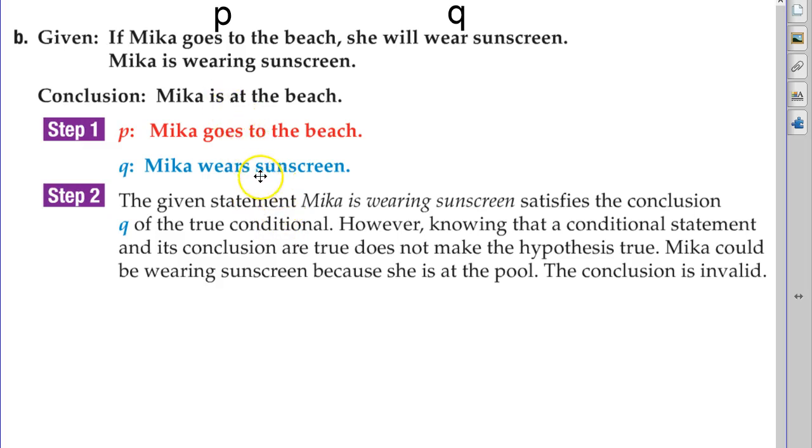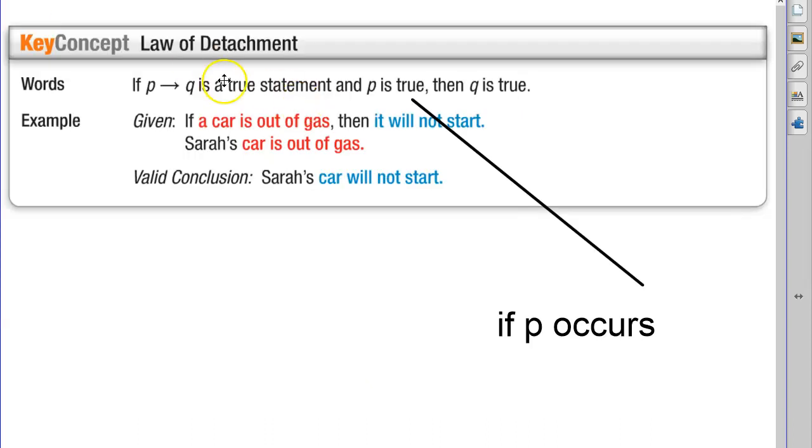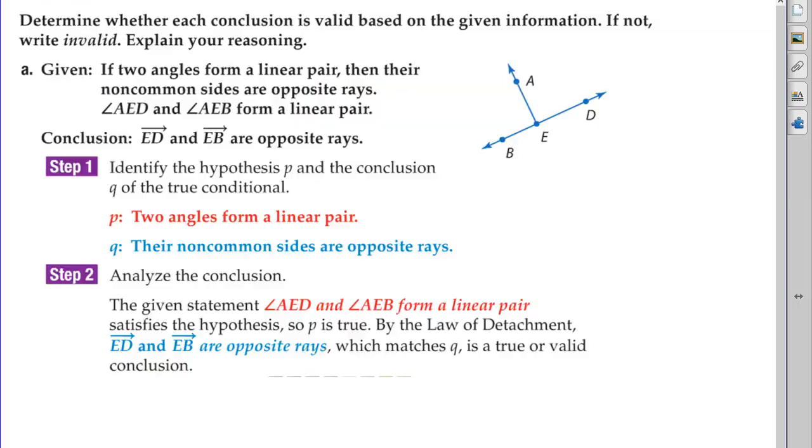What it might mean is maybe she's outside in her backyard doing yard work, or in this case, the book says she's at the pool. We just know that she's wearing sunscreen, which she could be at a multitude of places that wear sunscreen. So it's a little tricky. So that's why I like to say, think of it as not if P then Q, and if P is true, Q is true. Think of it as if P then Q is true. If P happens, Q has to happen. But it doesn't work the other way around.